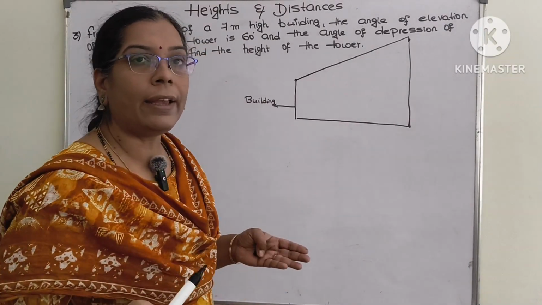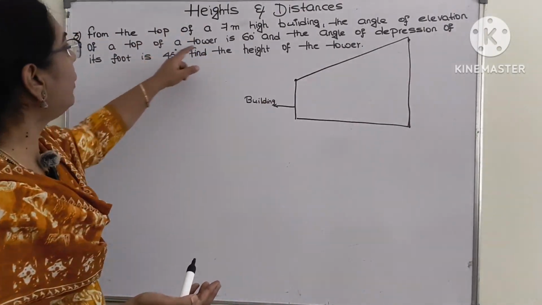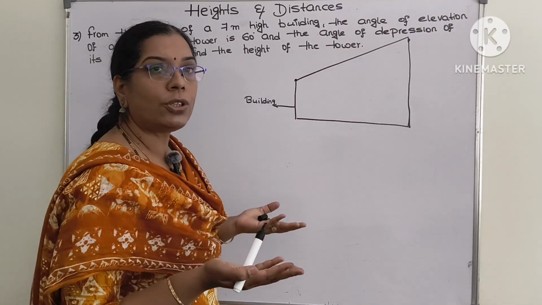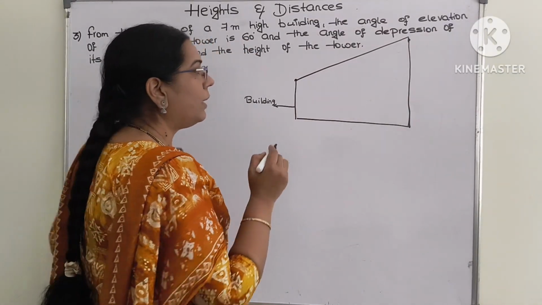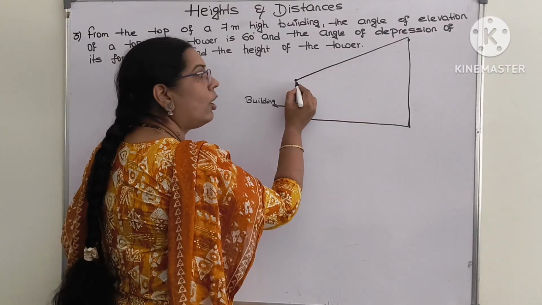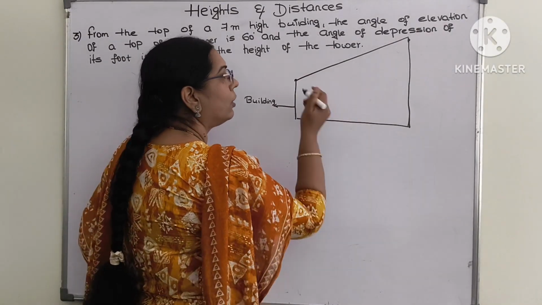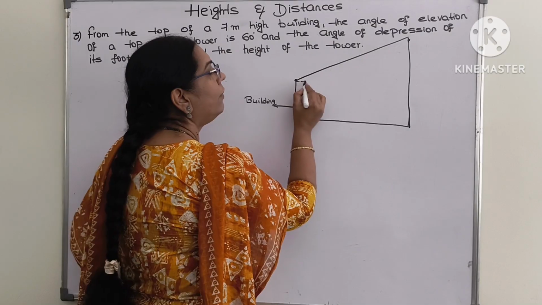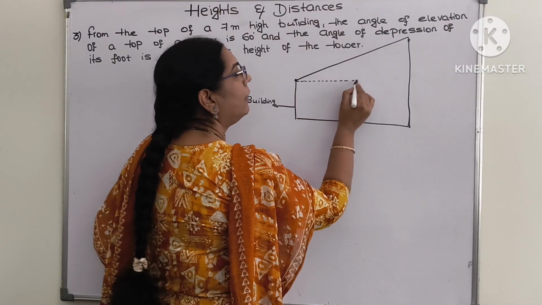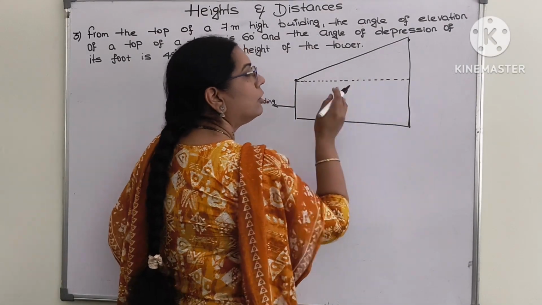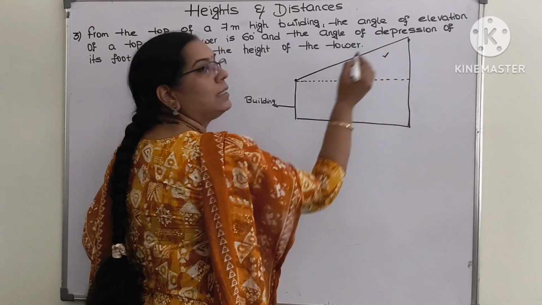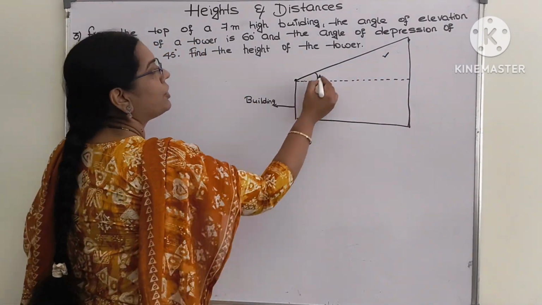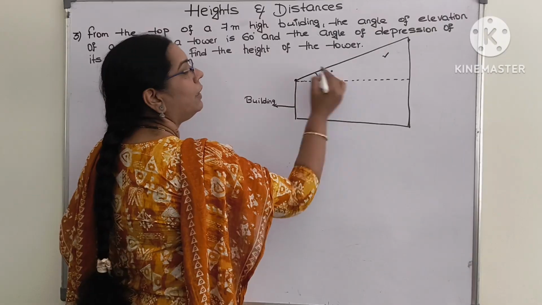Now where is the angle of elevation? What is the angle of elevation? Angle of elevation is 60 degrees. Where should I draw it? In order to draw the angle of elevation, draw a line parallel to the ground from the point of the observer. So I will draw a dotted line. Now this is the right triangle. Here is my angle of elevation, which is 60 degrees.